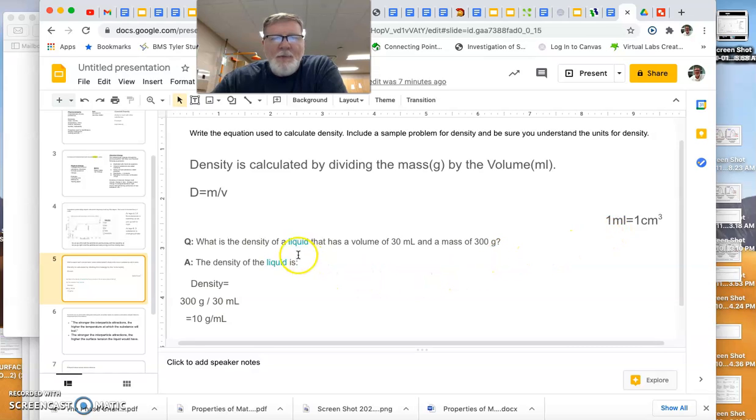And then a sample problem. If we had the density of a liquid that has a volume of 30 milliliters and a mass of 300 grams, we would divide 300 grams by 30 milliliters to get 10 grams per milliliter.